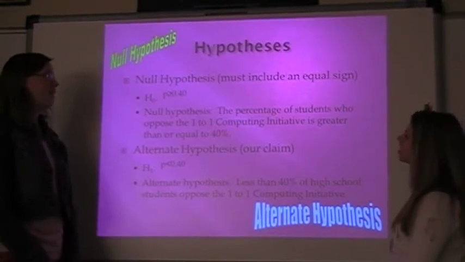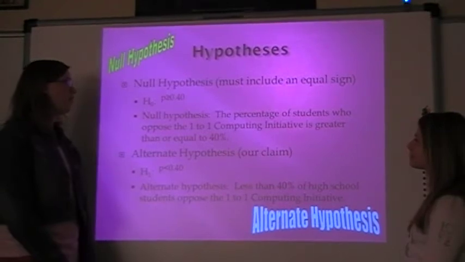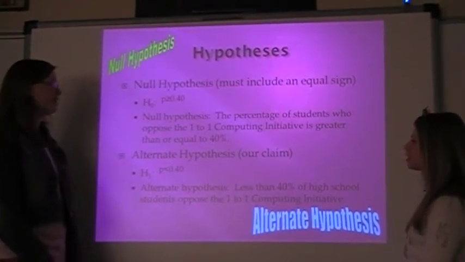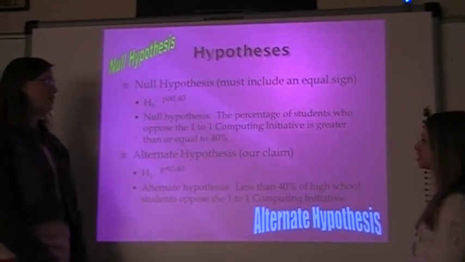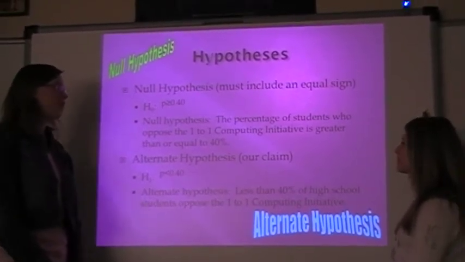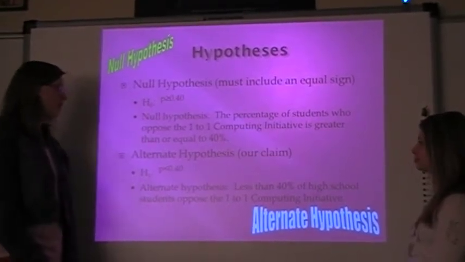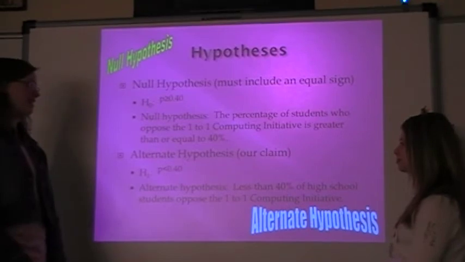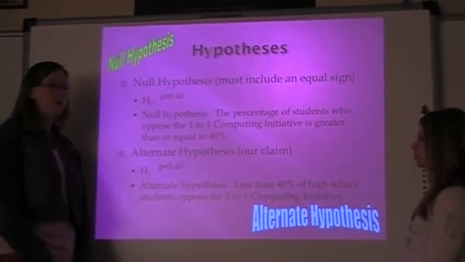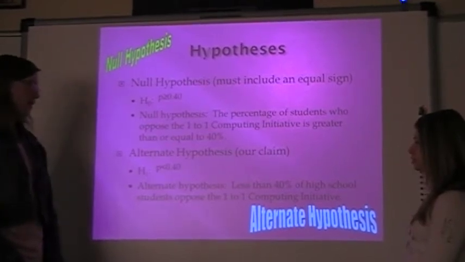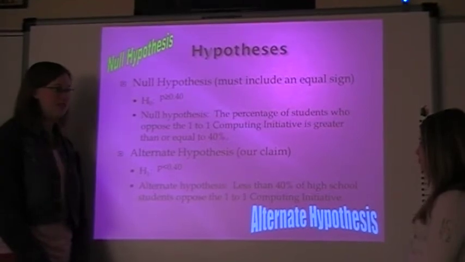Hypotheses. Our null hypothesis, which must include an equal sign, was H0: p is greater than or equal to 0.40. Our null hypothesis: the percentage of students who oppose the one-to-one computing initiative is greater than or equal to 40%. Our alternate hypothesis, which was our claim, ended up being p is less than 0.40. Our alternate hypothesis states that less than 40% of high school students oppose this initiative.